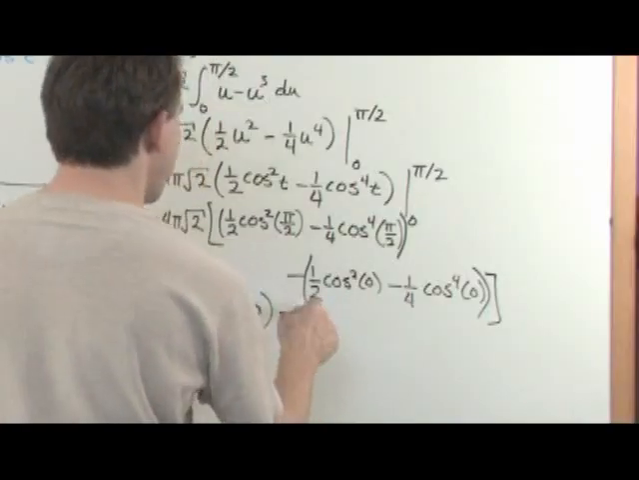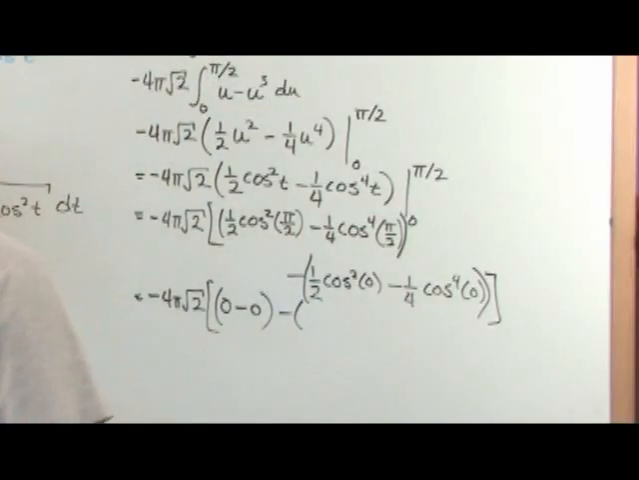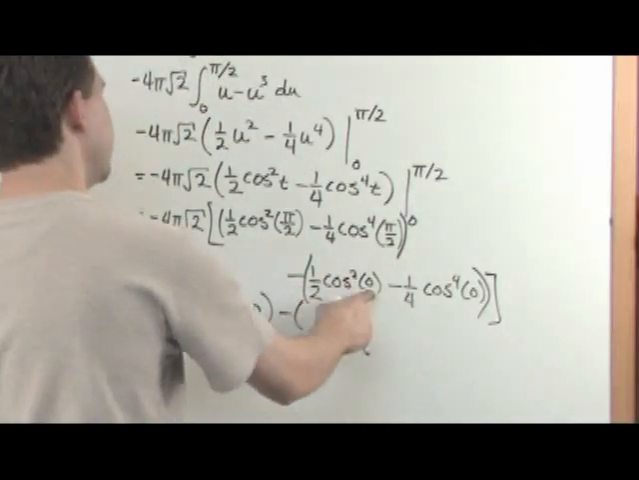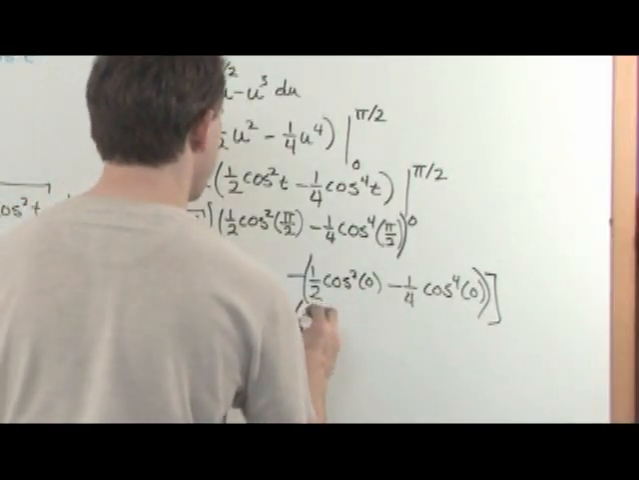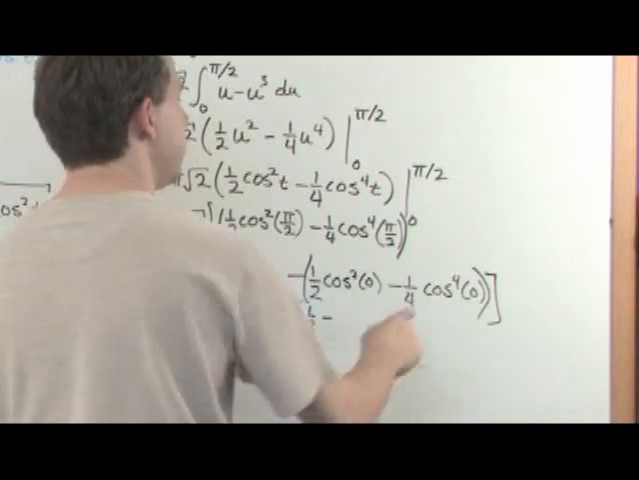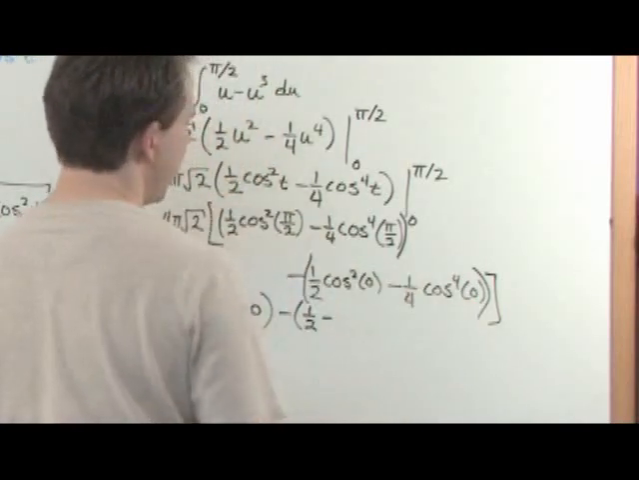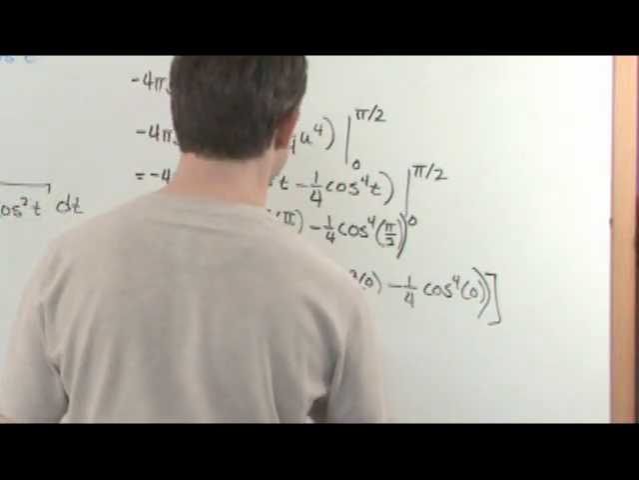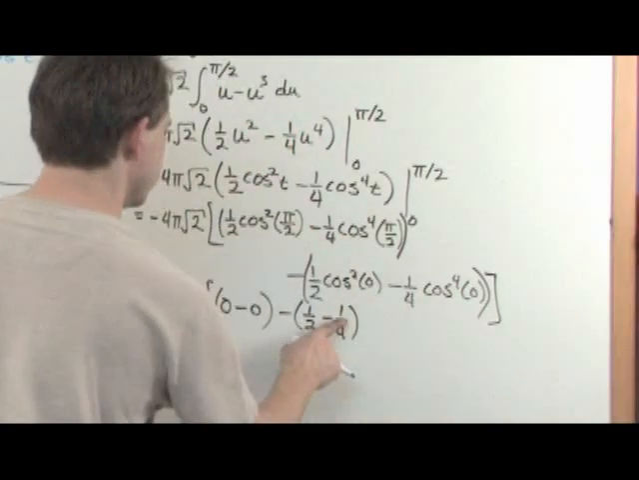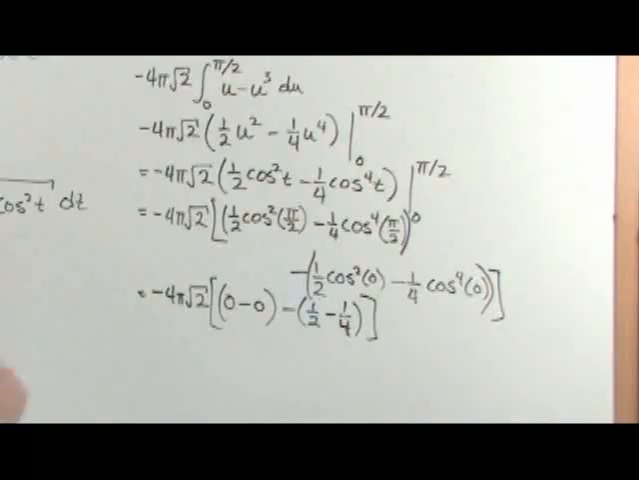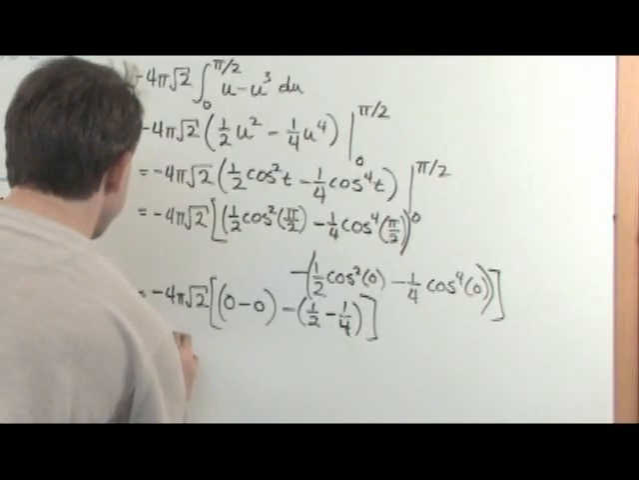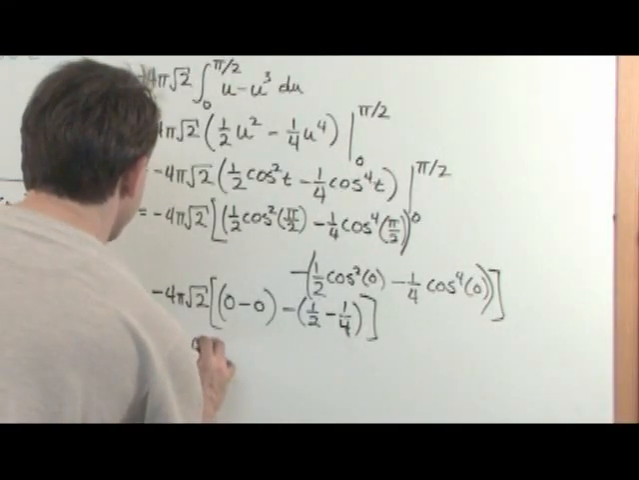And on the second spot, 1/2 times cosine 0 squared. Cosine of 0 is 1. 1 squared is 1. So this is just going to be 1/2 minus. Again, this is going to be 1. 1 to the 4th power is 1. So it's going to be 1/4. Okay, now continuing our simplification, it's negative 4 pi times the square root of 2.